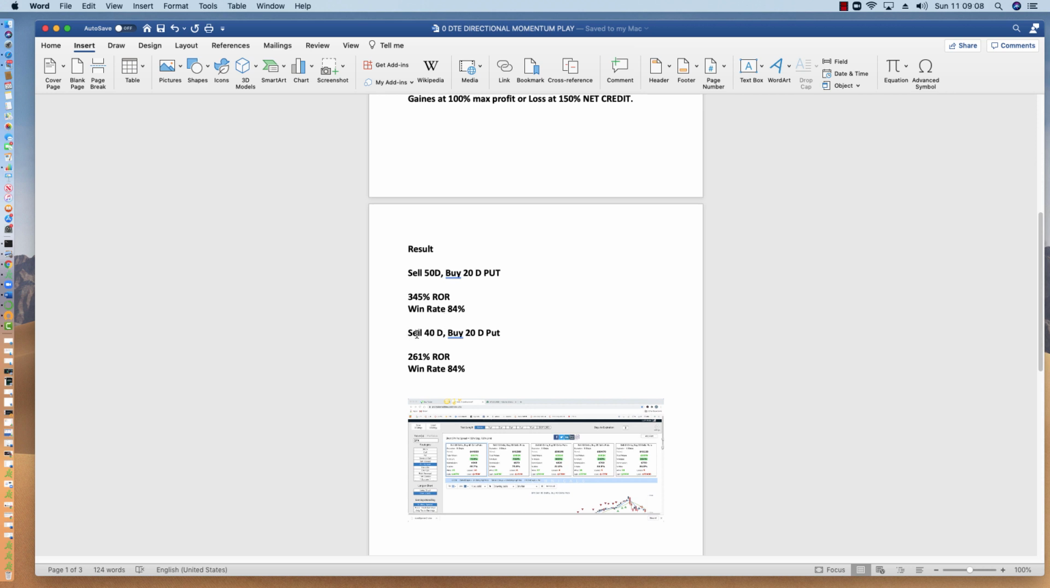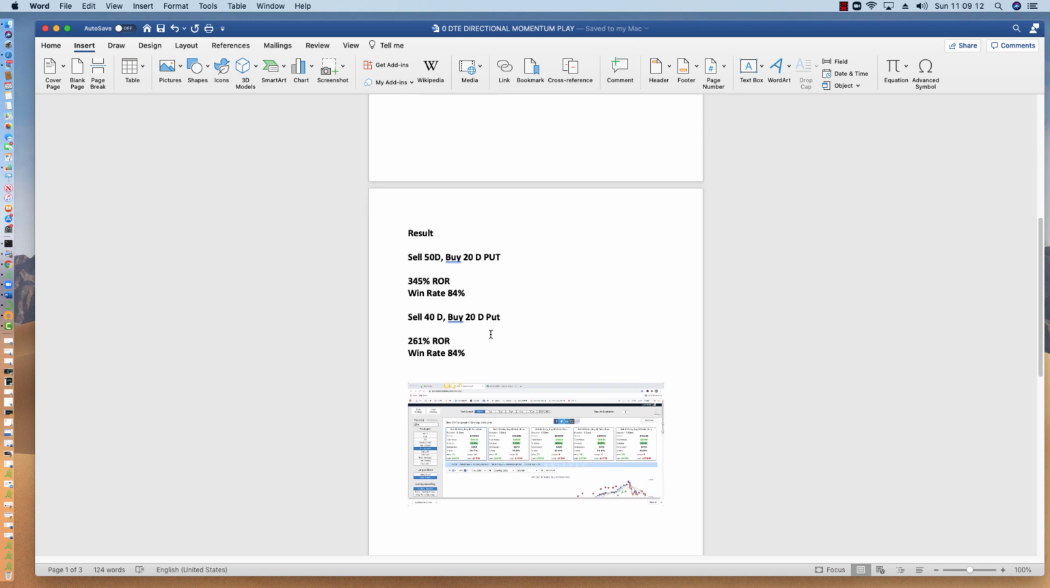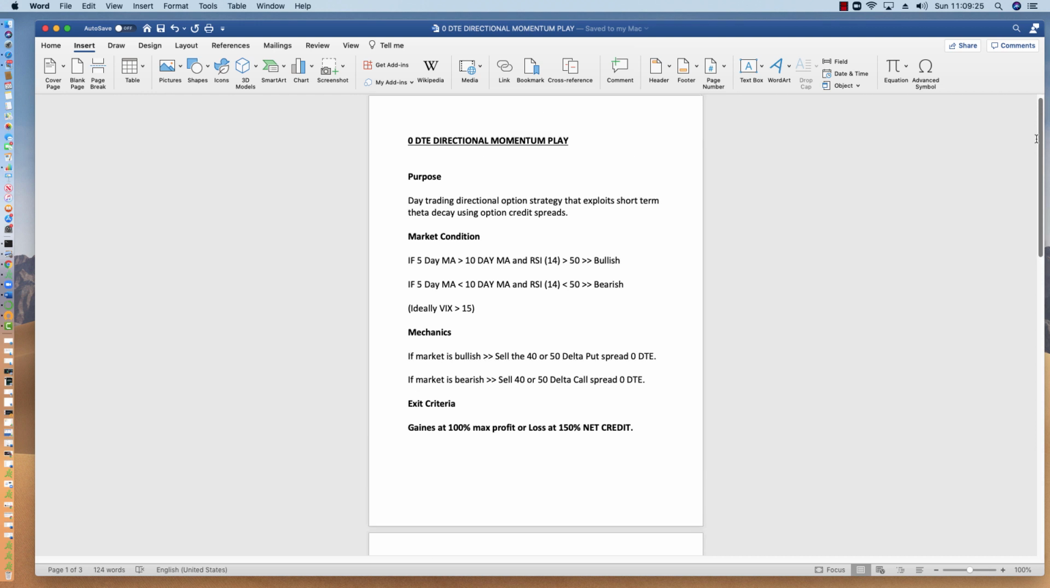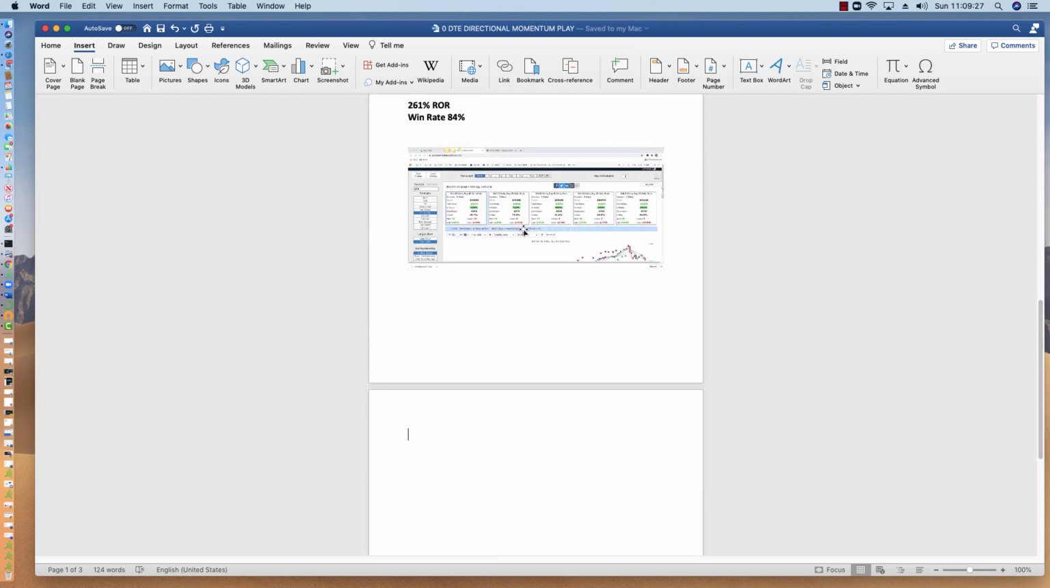And we like to live at the 40 delta put spread, buying the 20 delta put, and that will give you a 261% return on risk with a win rate of 84%. So this is downloadable, and then I have the results here from the back test.